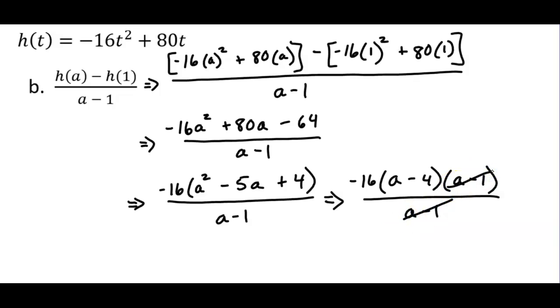And now, do they want us to distribute that or just leave it negative 16 times a minus 4? I don't know. I'd probably go ahead and distribute it. I didn't on my worksheet, but why not? So either way, you could leave it factored if you wanted to. Okay, there you go. So, looks good.